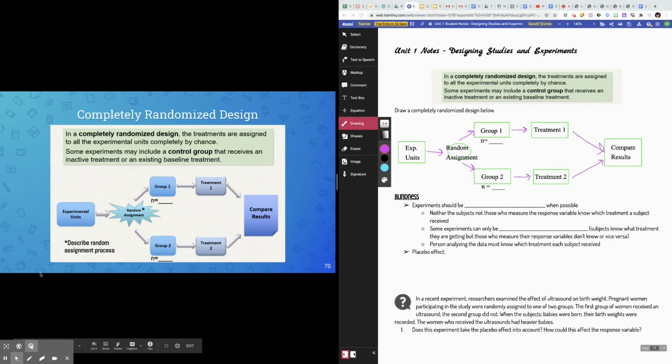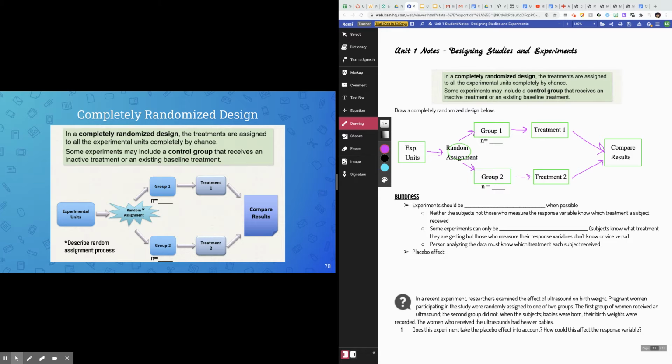All right, y'all. So the most basic and really the most common type of experiment is a completely randomized design, right? And it's exactly what it sounds like. You take your 2 treatments and you assign your experimental units at random to those treatments, and then you conduct your experiment and then pull all of your data together at the end to compare the results.